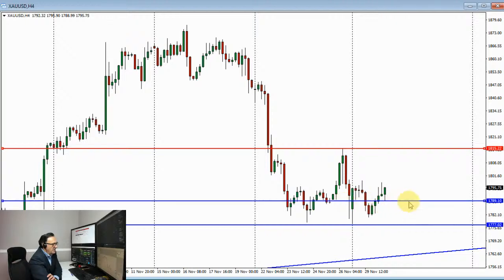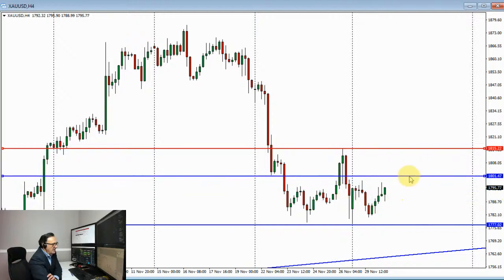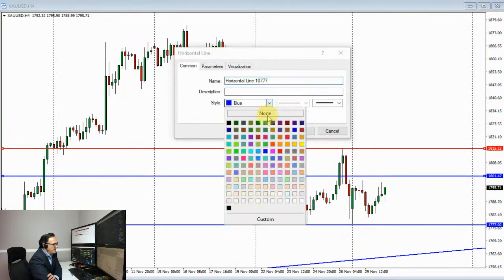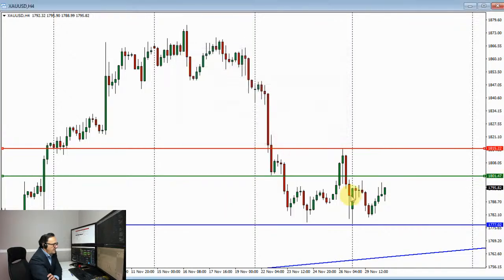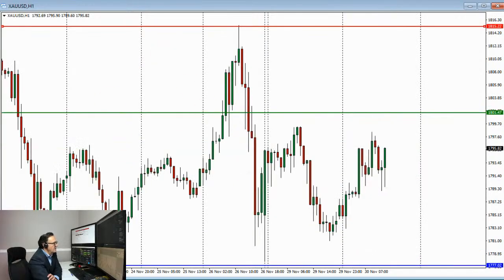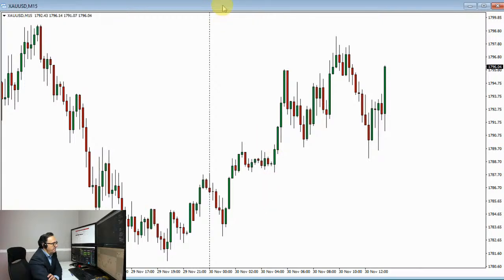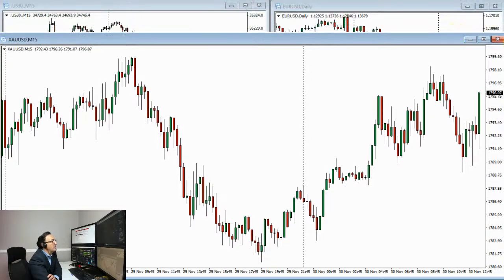So a couple of ways to play this, possibly a break through 1800 and a push higher. Keeping an eye on this, either a pullback to 1780 or 1778 or a break through 1800 possibly indicates a bullish run for gold. I'm keeping an eye on this. There's nothing open in gold at the moment, and that's all I'm watching at the moment.